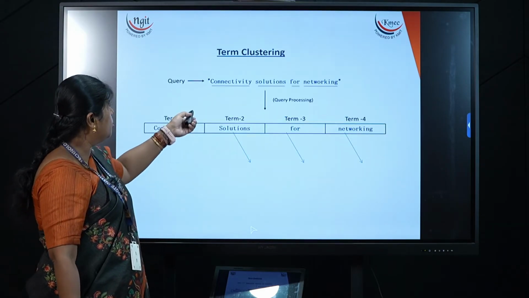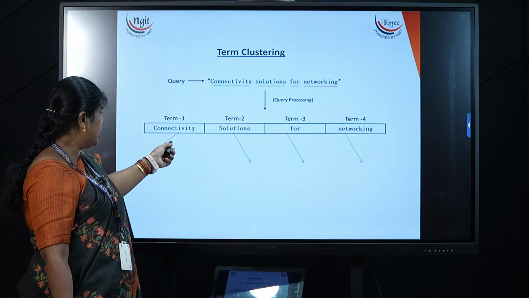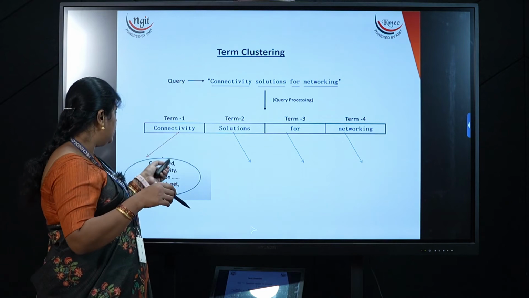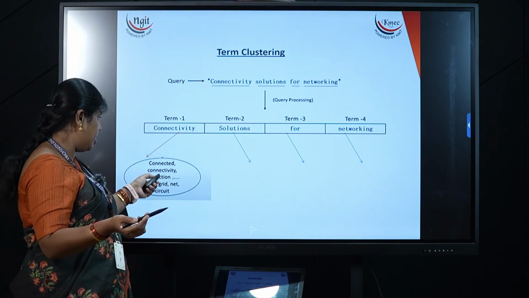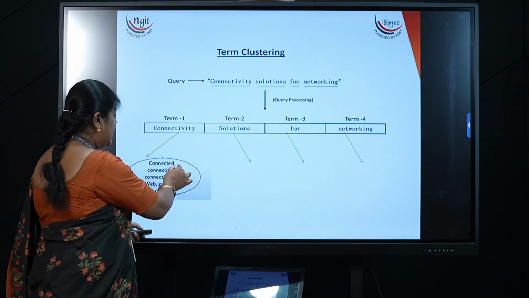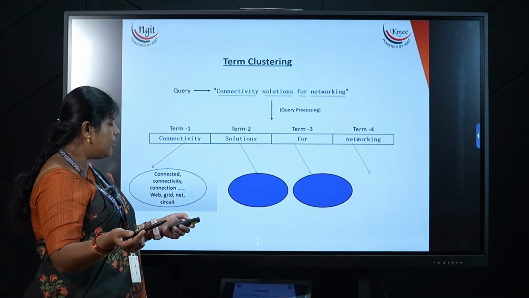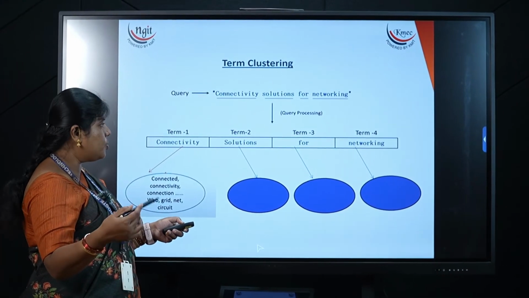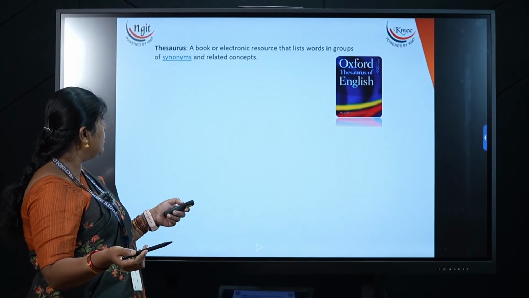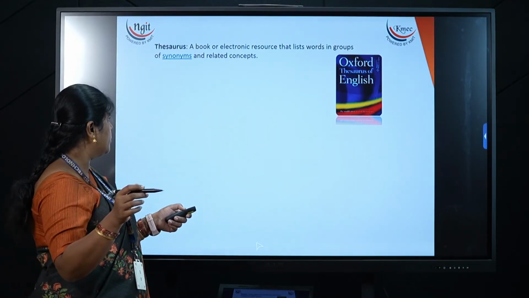Now here, as I told you, suppose your query is connectivity solution for networking. What is your first term? Connectivity. Now in my thesaurus, when I have performed the lookup, I got the synonyms of it, the similar words: connected, connectivity, connection, web, net. Any document containing these similar terms will be returned as a result. In the same way, you have to find synonyms for the remaining terms also. Now, how is the thesaurus generated? It is a book, and it contains all the synonyms.